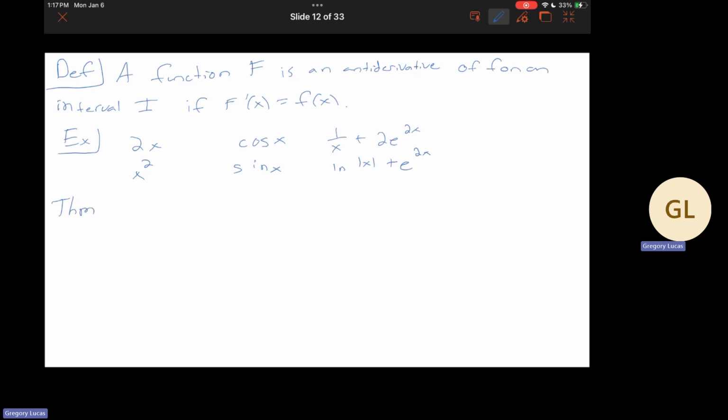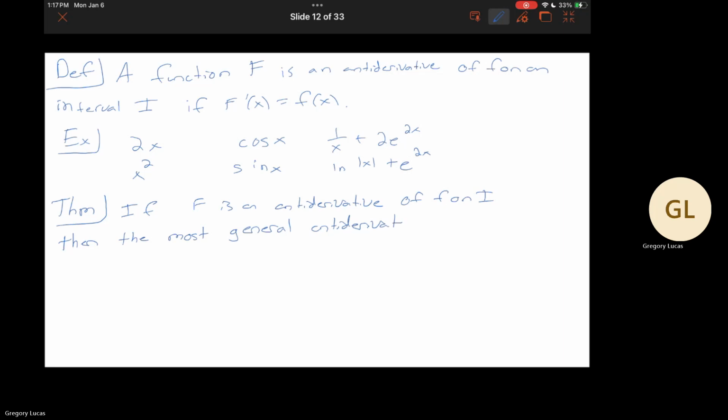So from here, I'm going to give you a theorem. If F is an antiderivative of f on I, then the most general antiderivative of f on I is F of x plus c, where c is an arbitrary constant. So an arbitrary constant, all right?